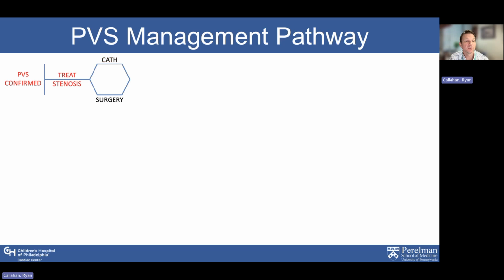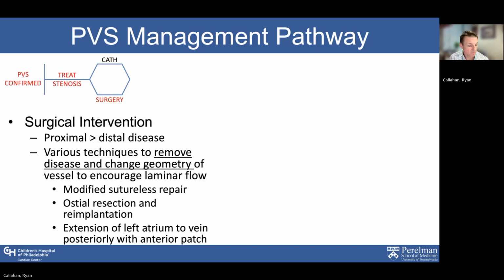Okay, what about surgery? All right, I'm not going to go into too much detail because I hope to have someone else go over this stuff with you. But essentially, if the disease is mainly close to the heart, not further upstream into the lungs, those are good surgical candidates. And they essentially use various techniques to try to remove that disease and then change the geometry of the vein to make it a good circle again as it's draining into the heart.